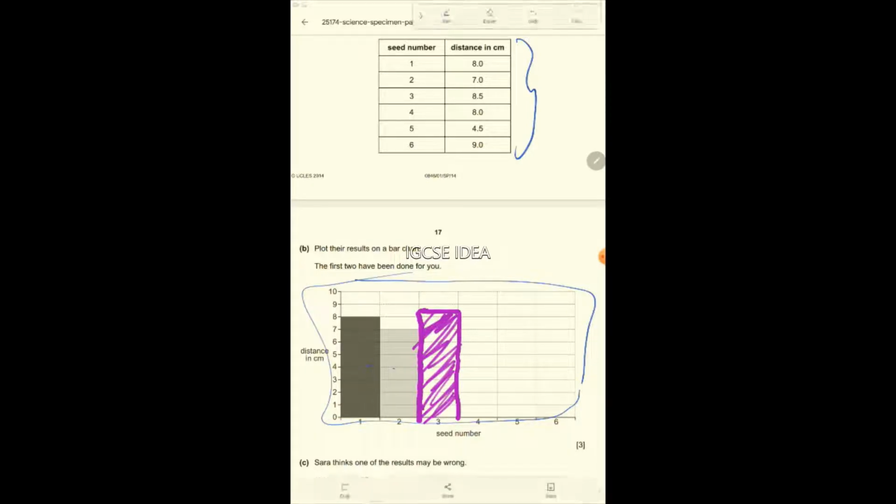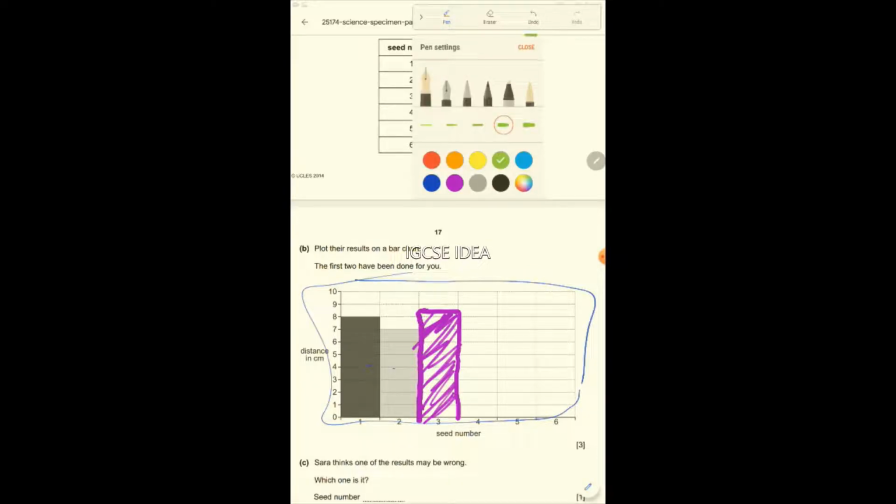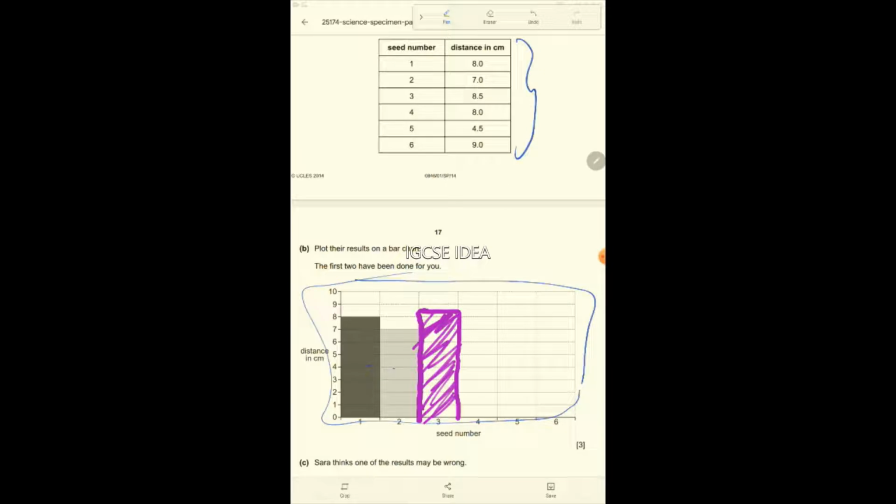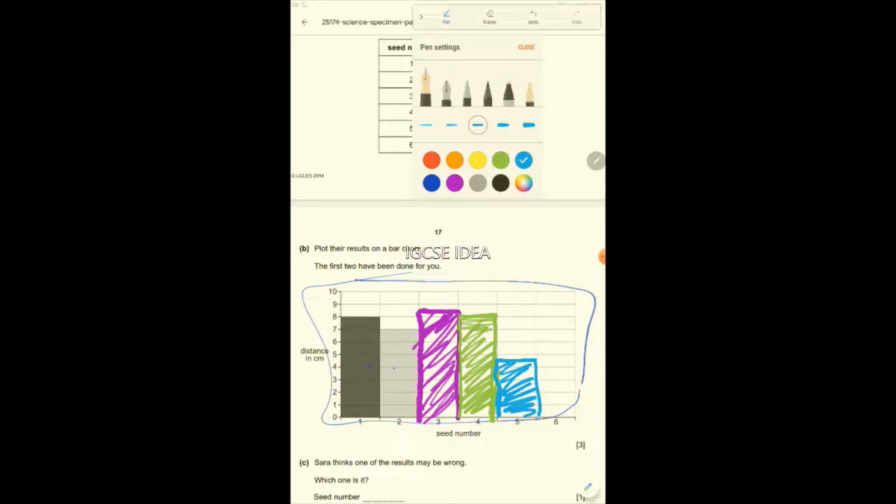The 2nd is seed 4, which is 8. It's exactly 8. The next seed is seed number 5, which is dispersed 4.5 centimeters. And the last seed, which is seed number 6, is dispersed 9 centimeters.